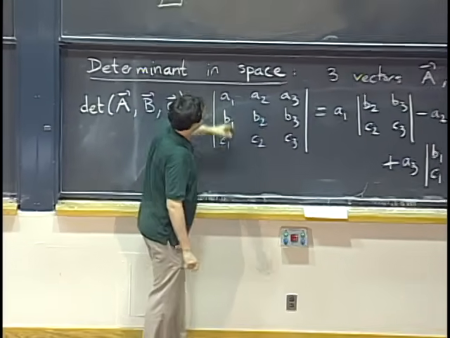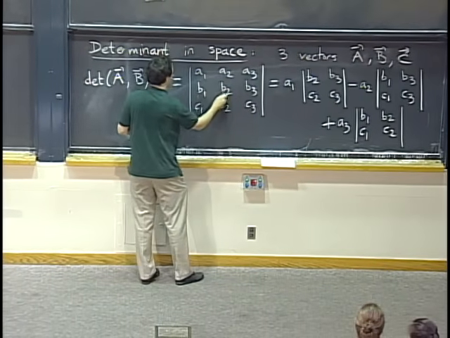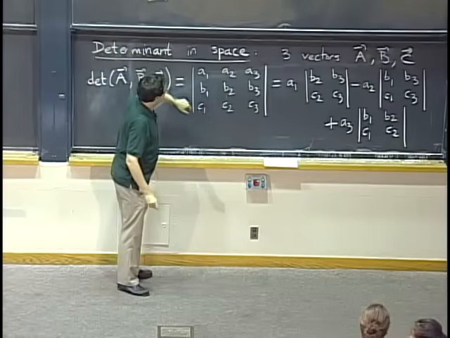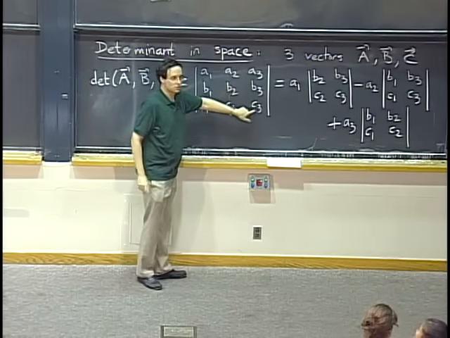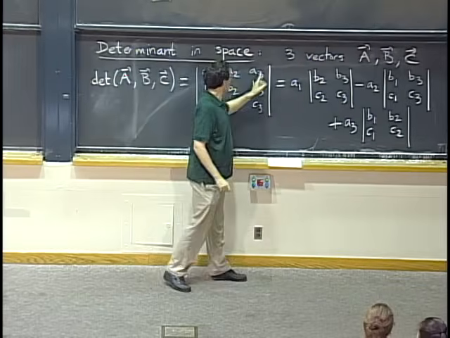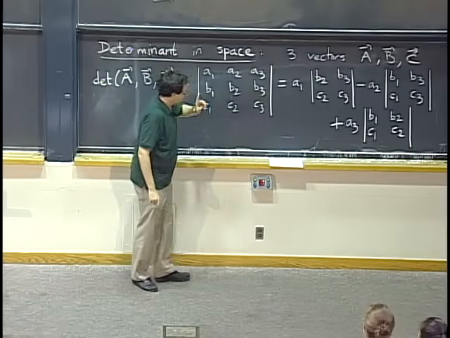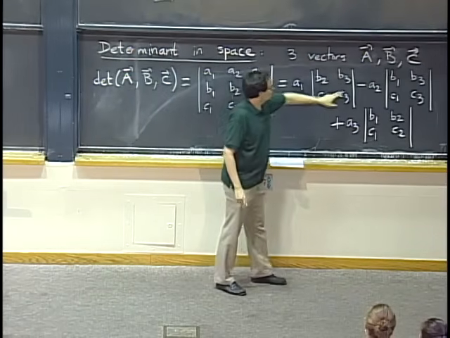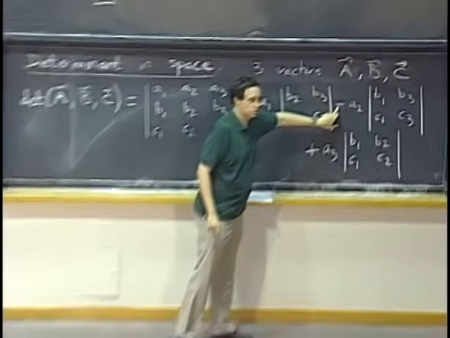Next, we take A2, we delete the row that's in it and the column that it's in, and we're left with B1, B3, C1, C3. And similarly with A3, we take what remains, that's B1, B2, C1, C2. Finally, last but not least, there's a minus sign here for the second guy. Okay?